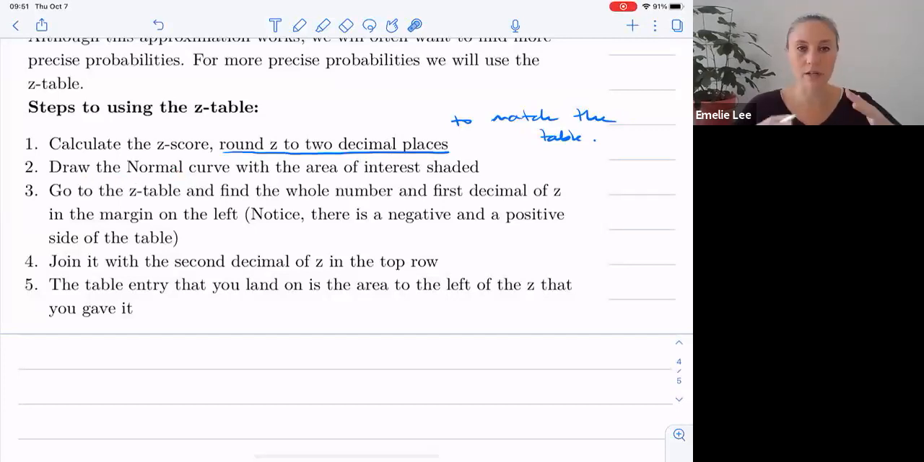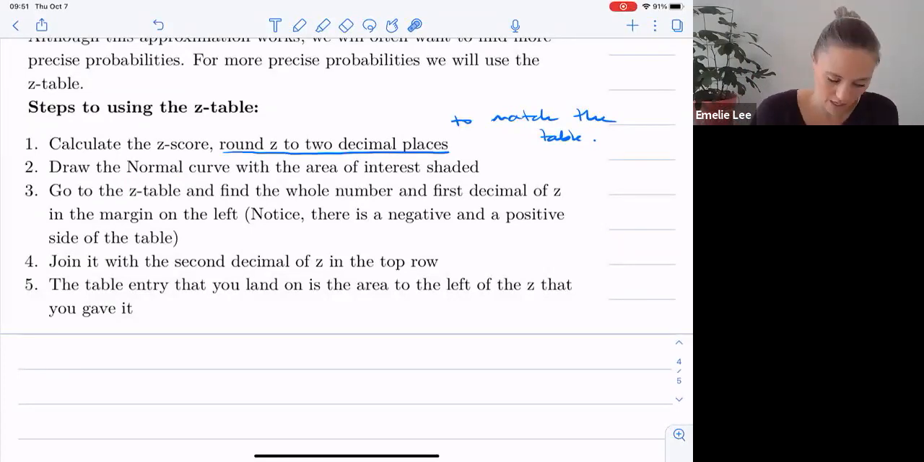So what you want to do is draw this curve just to visualize things that are going on. That's going to help you later on, right? It won't make sense to draw the curve right now. That's okay. Just stick with it. So then go to the Z table and find the whole number and the first decimal of Z in the margin on the left.